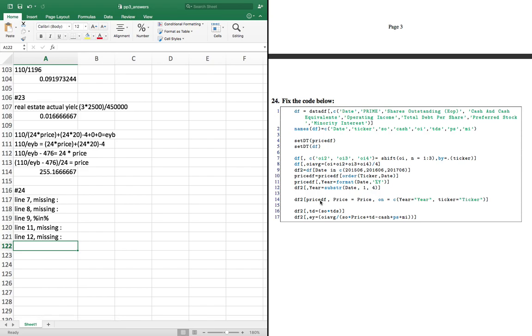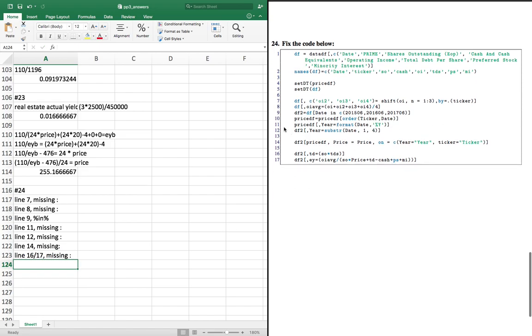Line 14. All right. Missing the colon. Line 14. Missing the colon. Line 16. Missing the colon. Line 17. Missing the colon. Everything else seems to be okay. All right. The reason I stress this point is because in previous exams, people keep forgetting about the colon. Now, you guys will not forget about the colon. Don't miss the colon. All right. So that's number 24. We are done.